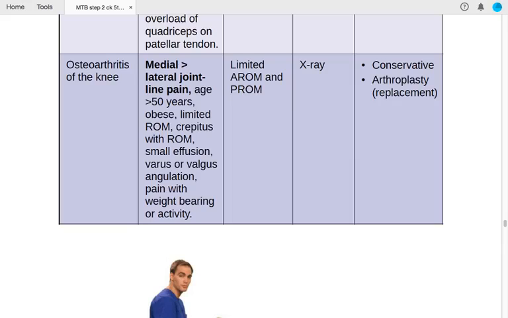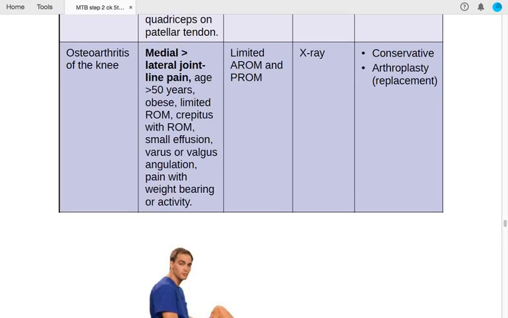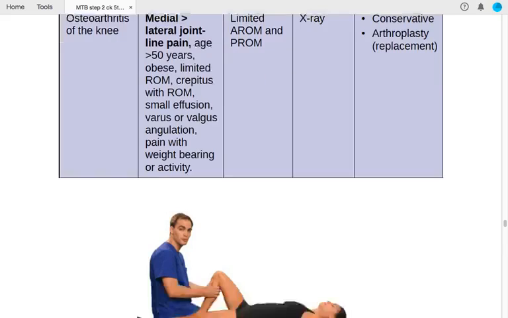On the basis of limited range of motion, especially if we are considering active range of motion and passive range of motion. If both are limited, this will help in making a diagnosis of osteoarthritis. We'll go for X-ray testing as the best initial test, and we'll go for conservative therapy and arthroscopic replacement, especially, as treatment options.